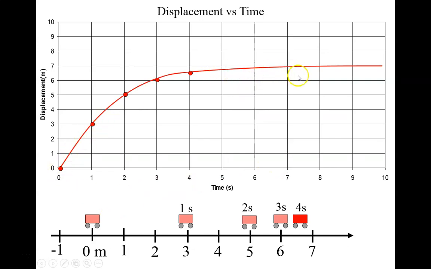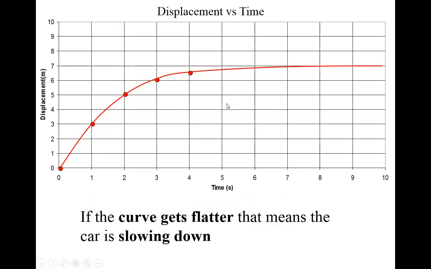It's getting more horizontal. The slope, the steepness, is decreasing, and that's because the spacing that it's increasing by keeps going down. So if the curve gets flatter, that means that it's slowing down. So either way, the more horizontal it gets, the flatter it gets, that means it's slowing down.